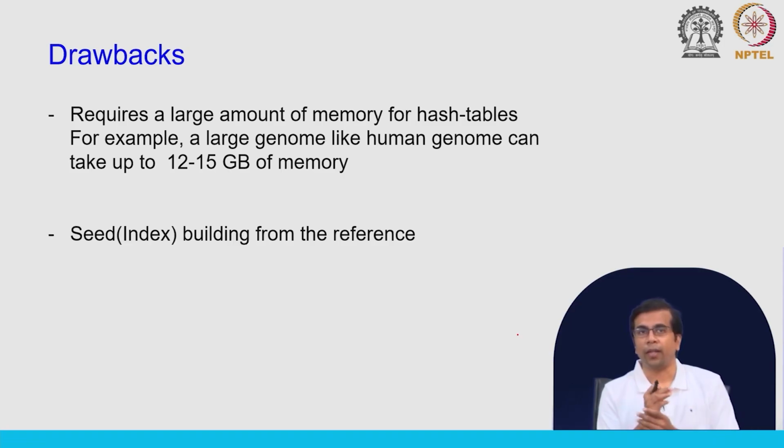The other process, which is the seed building from the reference, or the hash table that we generate, actually takes quite a bit of time. As you can imagine, you have to go through the whole genome with the sliding window approach to generate this hash table. And if your seed length varies, the k that we have discussed here, then you have to build this every time you are working with some data.